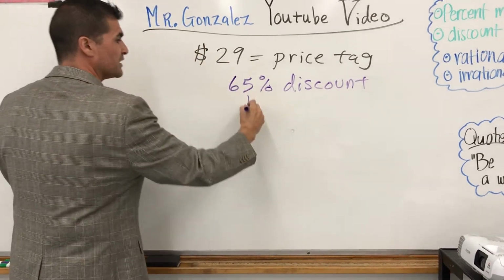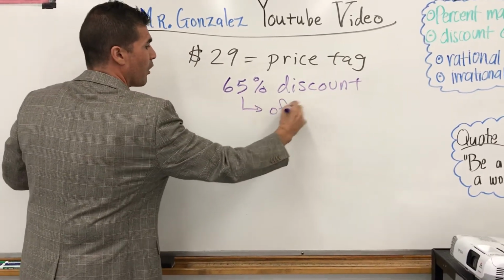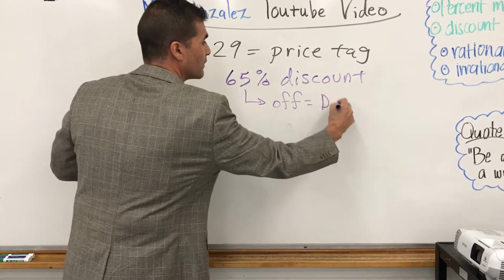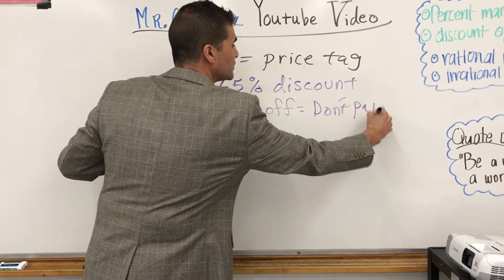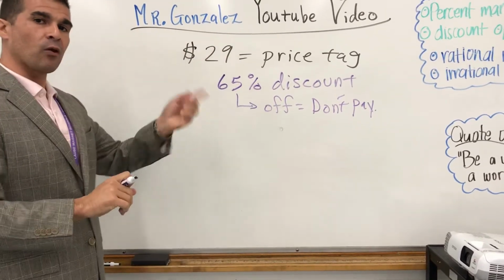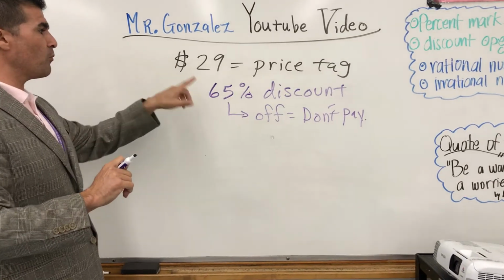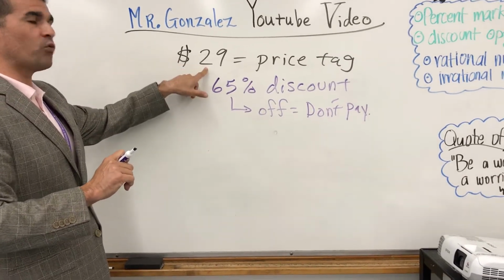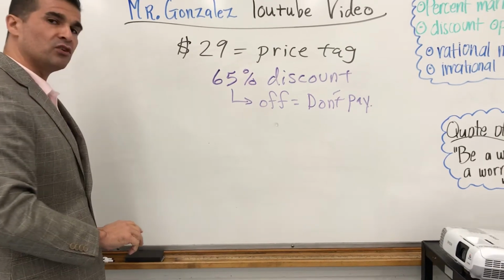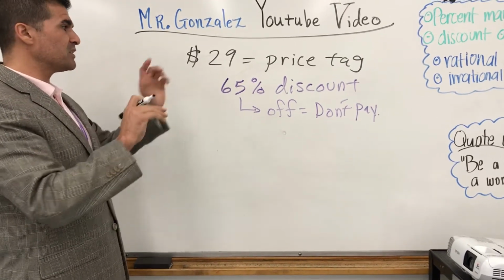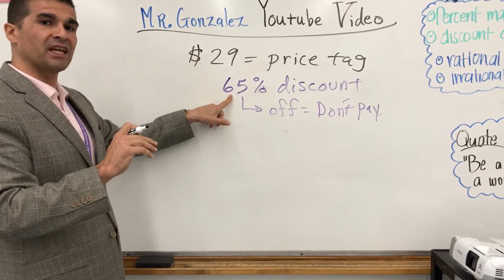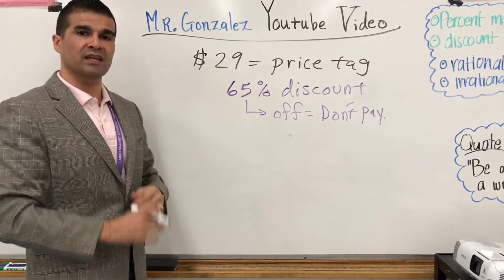And this means that this is what you have off, what you don't pay. I want you guys to go ahead and pause the video, and I want you to do this without multiplying 0.65 by $29. See if you can do it by taking this away from 100%. Pause the video and I'll give you guys a second to come back.